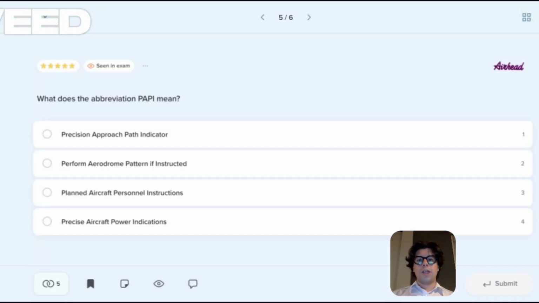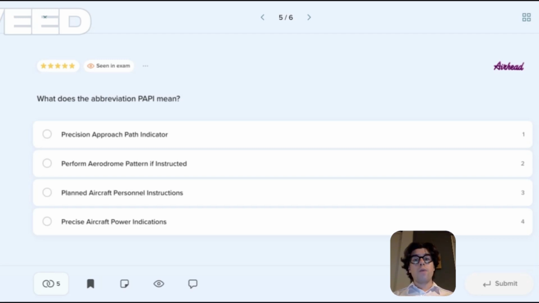So now going into question number 5. What does the abbreviation PAPI mean? So these are Precision Approach Path Indicator Lights, and these help us to stay on the appropriate glide slope that has been designed at the particular airport. And in order for these lights to work, we have to look at them and keep 2 white and 2 red lights at all times.